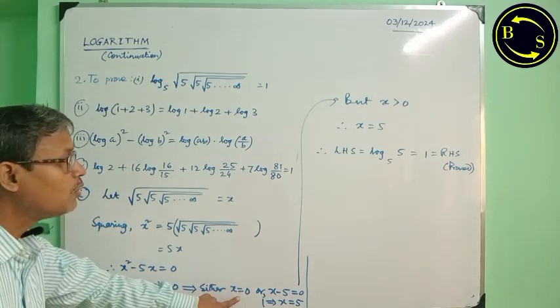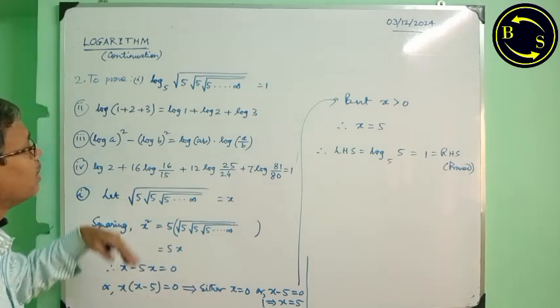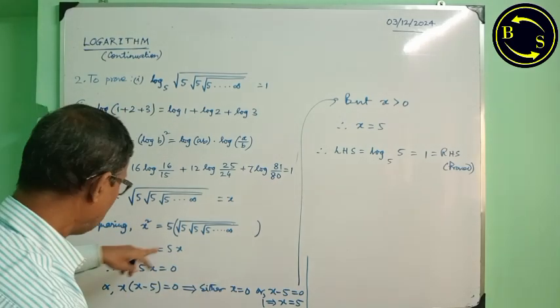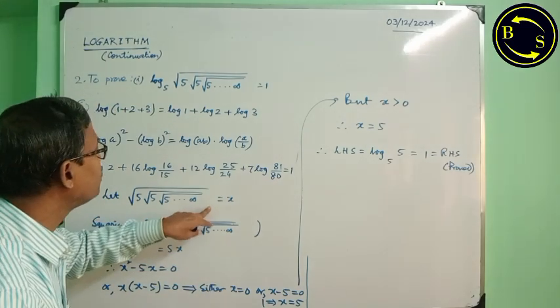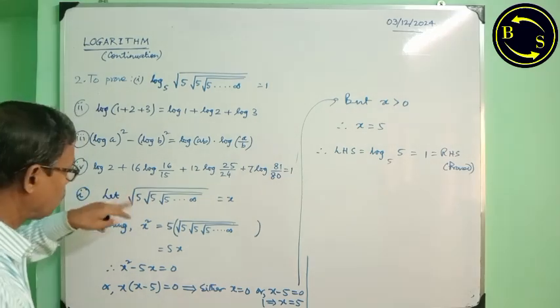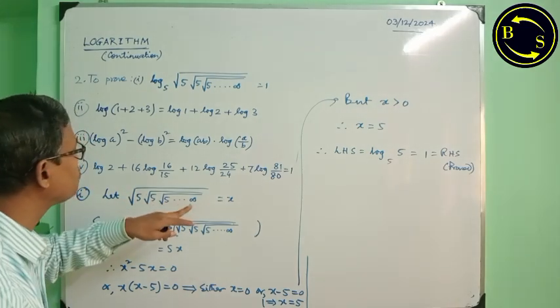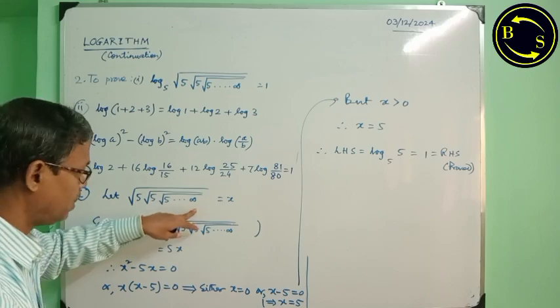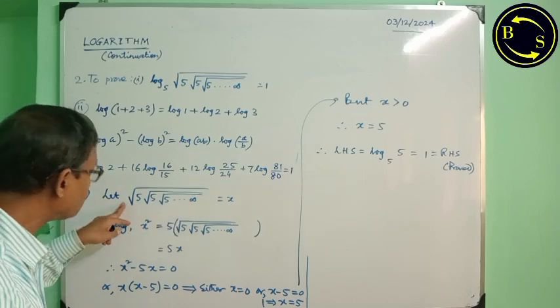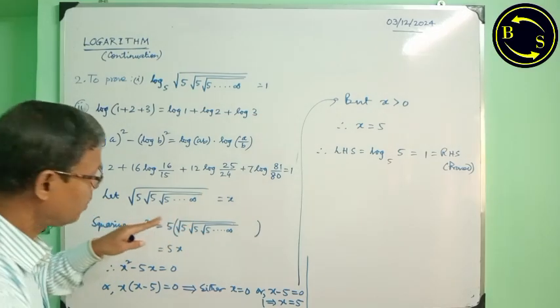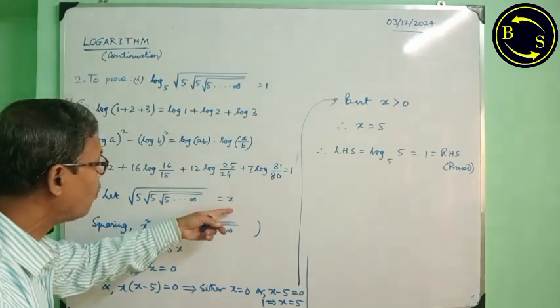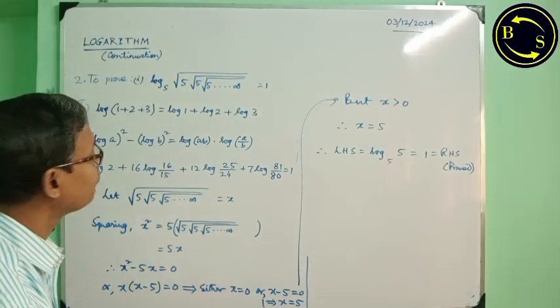Why x is not equal to 0? I have explained that. First of all, this one is a positive number. Square root of 5 into square root of 5 into square root of 5 up to infinity. Therefore, square root of a positive number. Therefore, value of x is never 0.